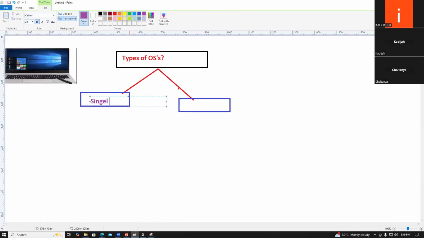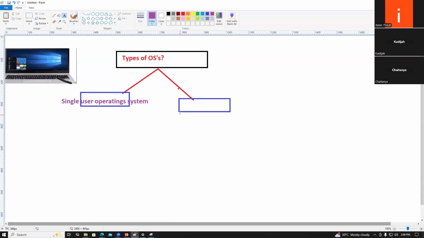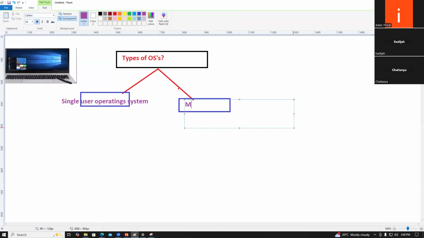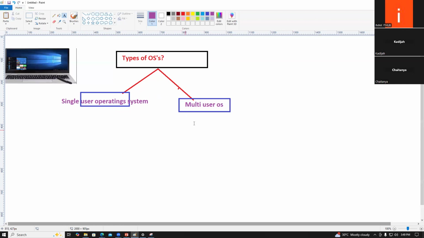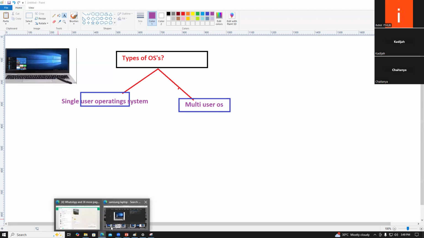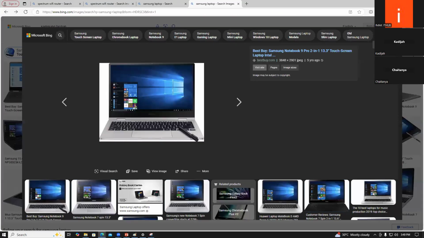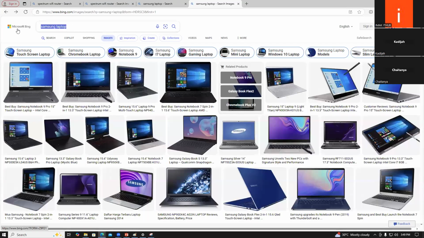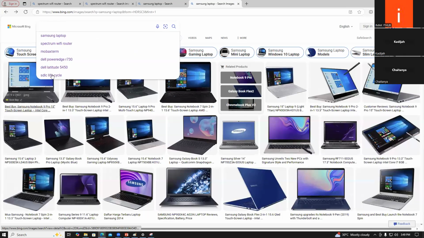So, single user operating system. So types of operating systems, how many? Single user operating system and multi-user operating system. Okay, now you understood. So how many users are interacting with your laptop at a time? Only one person. So multi-user means how many people are interacting at a time.